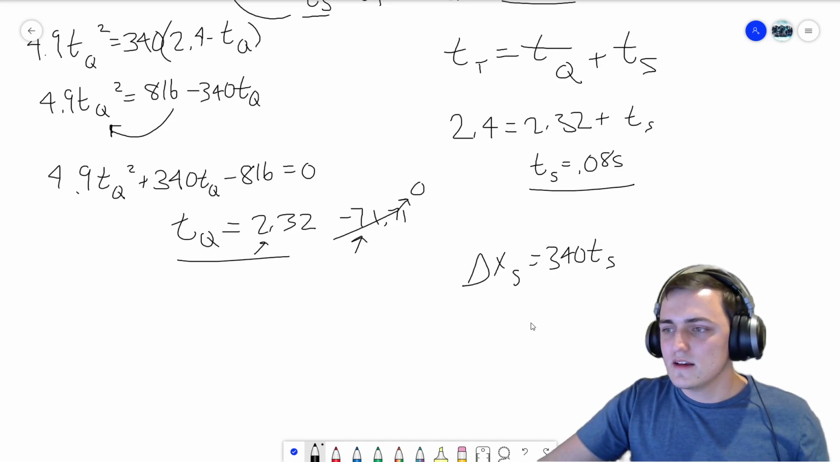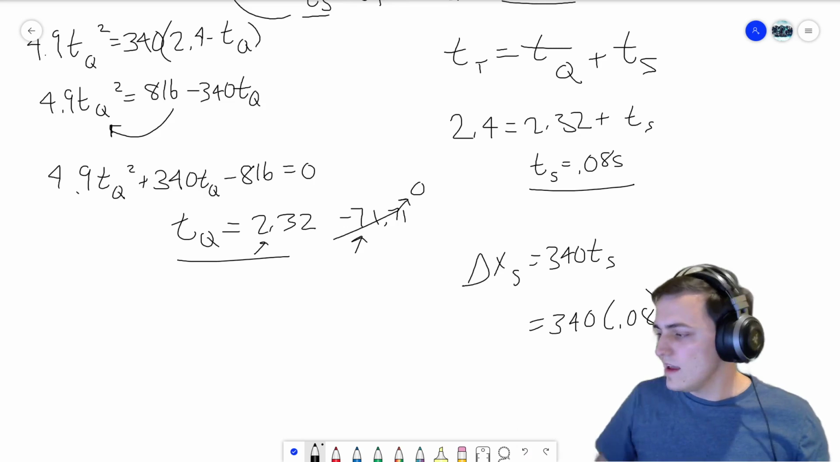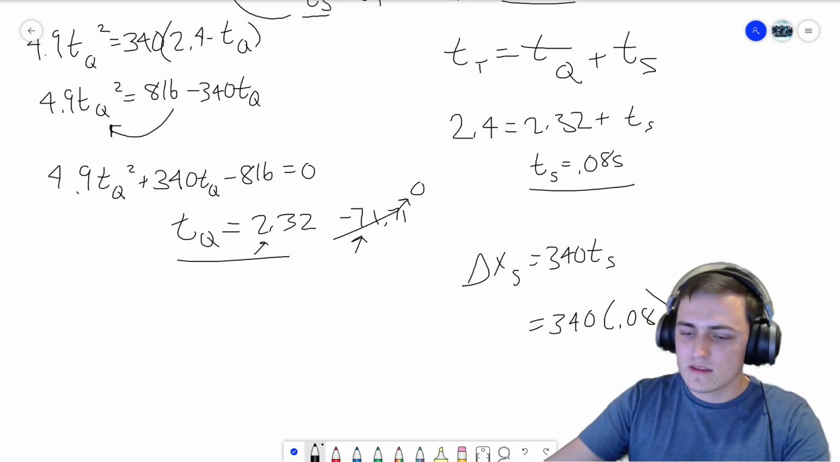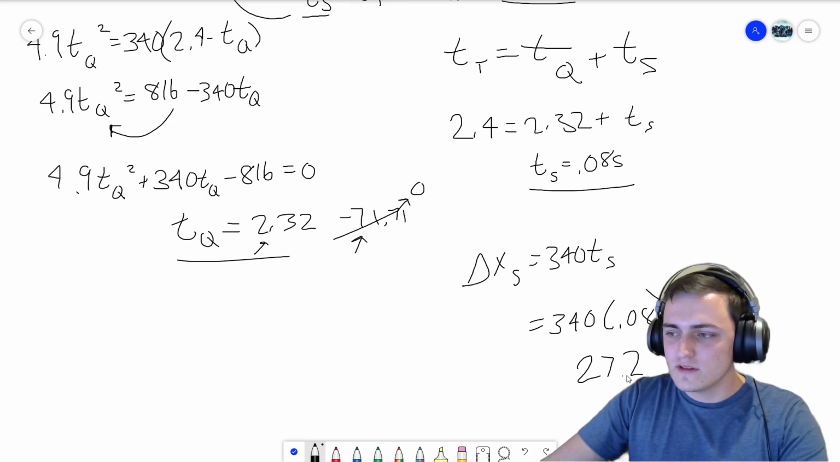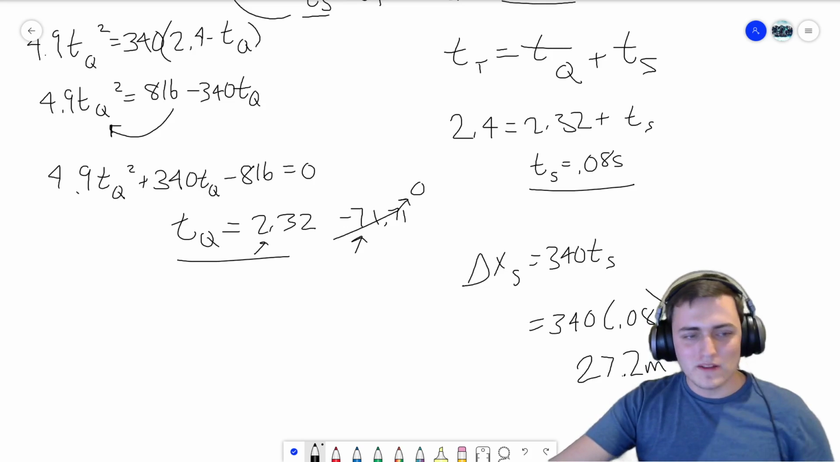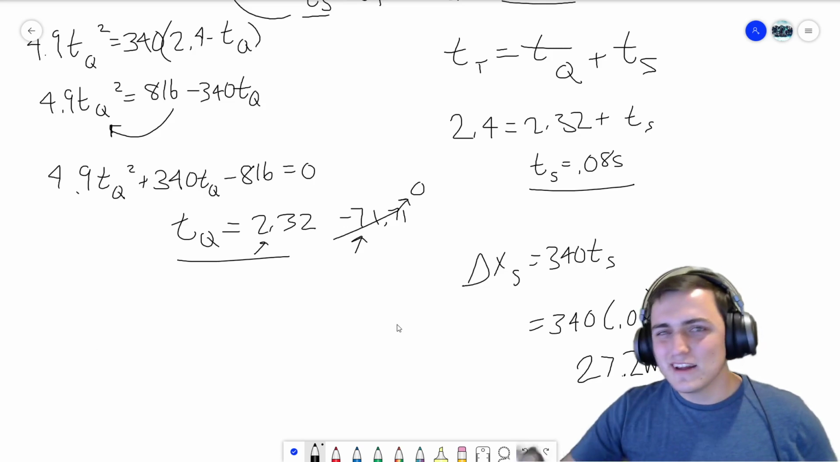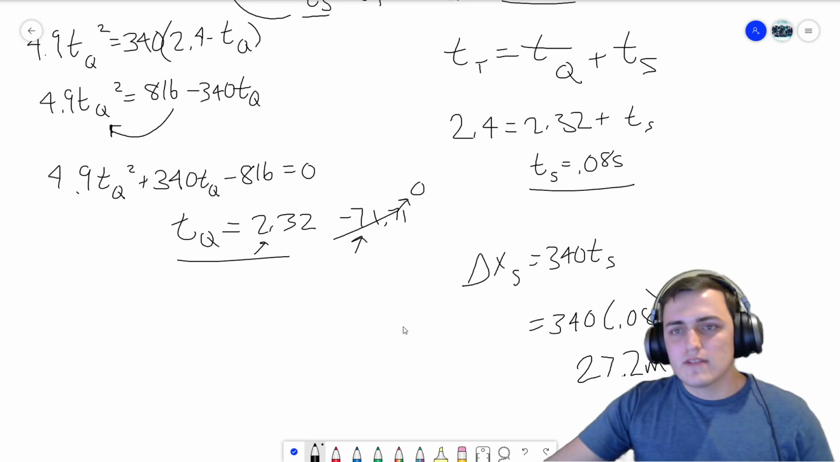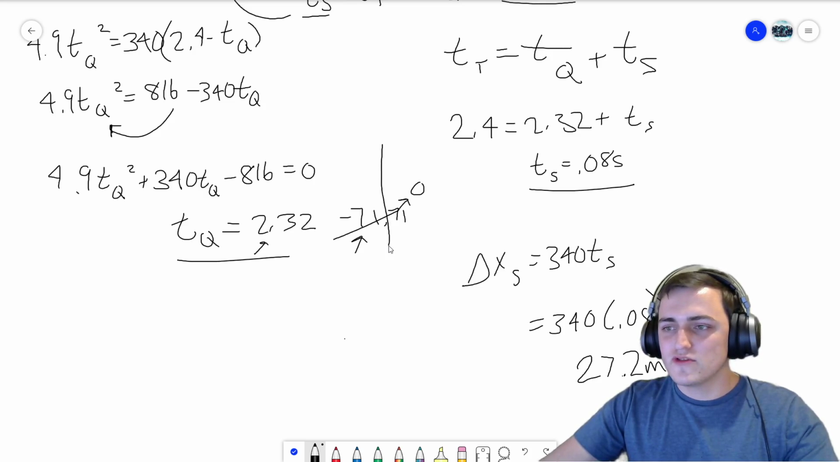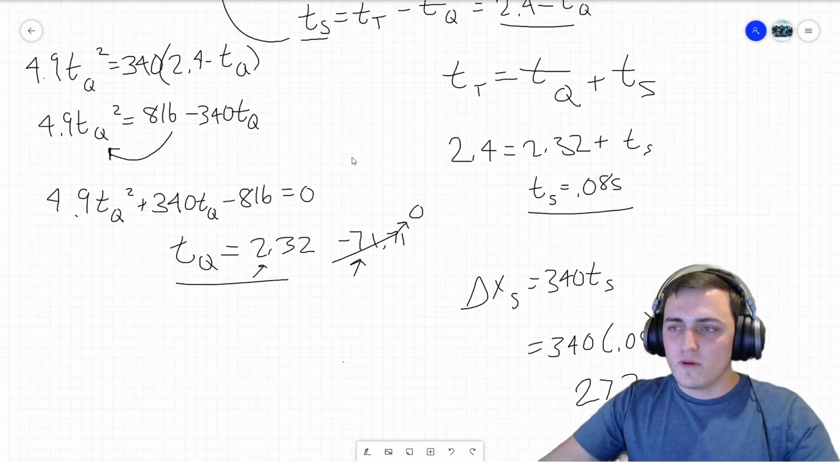And so I can just take 340 times 0.08, and I'm going to plug that into my calculator, and I get 27.2 meters. That is how deep the well is. Now this is a little bit inaccurate, most likely due to some kind of rounding error in our quadratic equation.